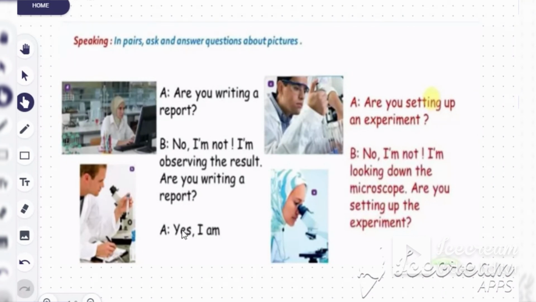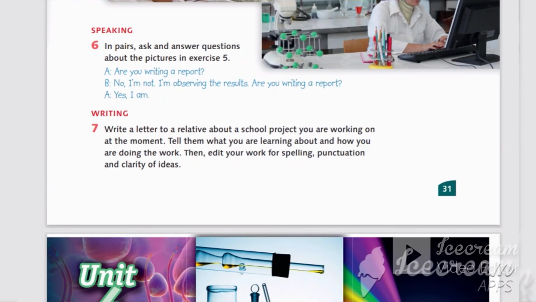Now, go to exercise number 7. Now, exercise number 7, writing. Write a letter to a relative. بدك تكتب رسالة لقريب إلك about a school project you are working on at the moment. بدك تكتب لي رسالة زي الرسالة اللي كتب لنا إياها روبرت's father. تمام يا مس؟ عن إيش؟ working on a school project at the moment. Tell them what you are learning about and how you are doing the work.